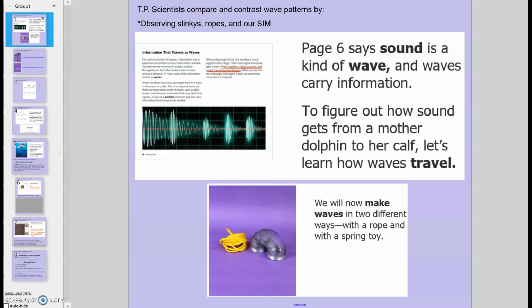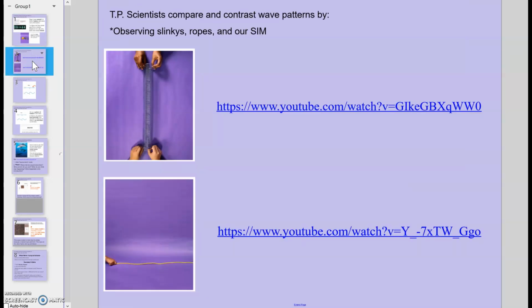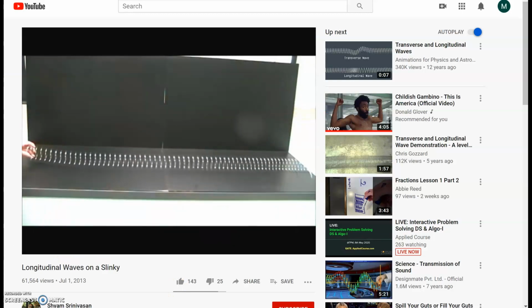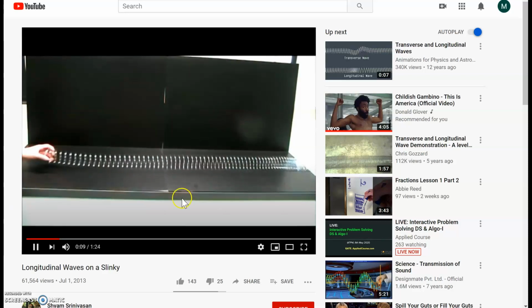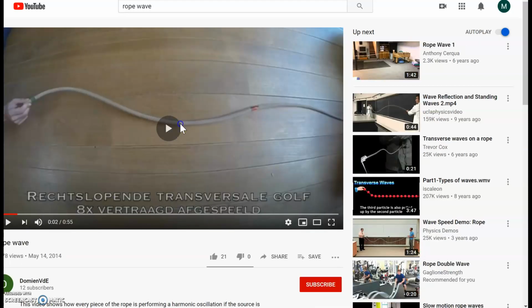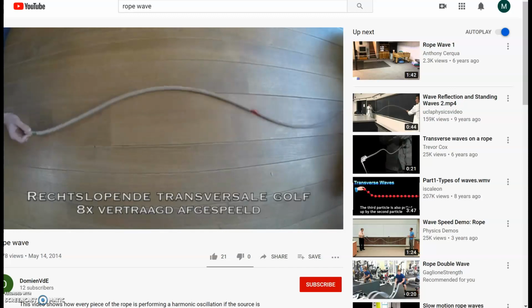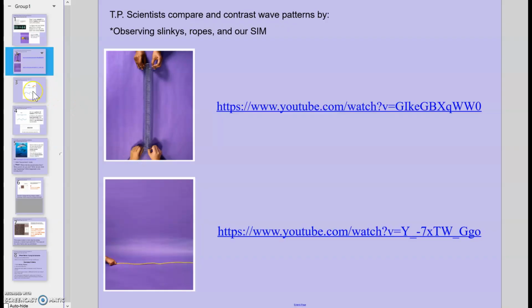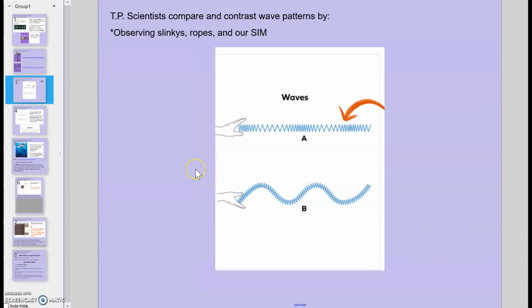Our teaching point is that scientists compare and contrast wave patterns by observing slinkies, ropes, and our sim. So we're going to watch two different kinds of waves, one with a rope and one with the slinky. And as we observe, I want you to think, how are they similar and how are they different? So let's look at the slinky first. And let's take a look at the rope. Okay, so take a second to think, how were these waves similar and how were they different?